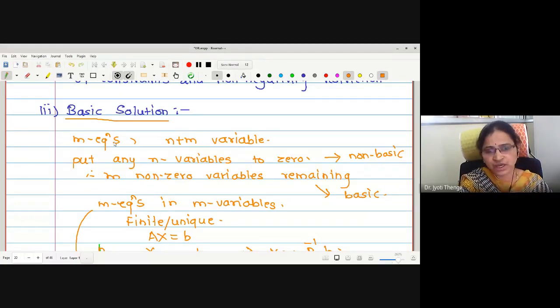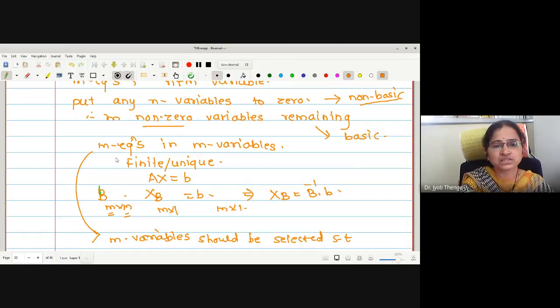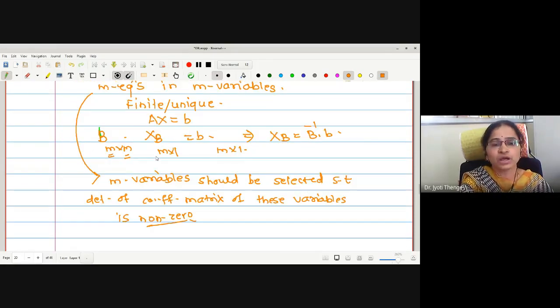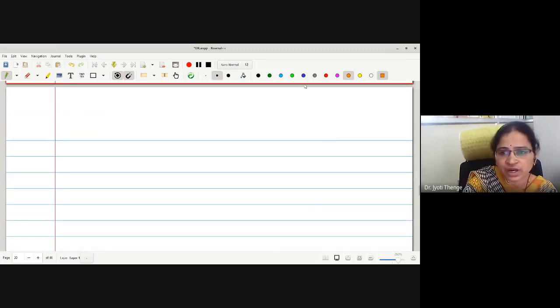M equations we have in n plus m variables, which gives us infinitely many solutions. Therefore, we keep any n variables at 0, where the variables kept at 0 are called non-basic, and the remaining non-zero variables are called basic variables. Therefore, the system in our hand will be m equations in m variables. So the m variables are selected in such a way that the determinant of the coefficient matrix of these variables should be non-zero. So let me write this definition of the basic solution.